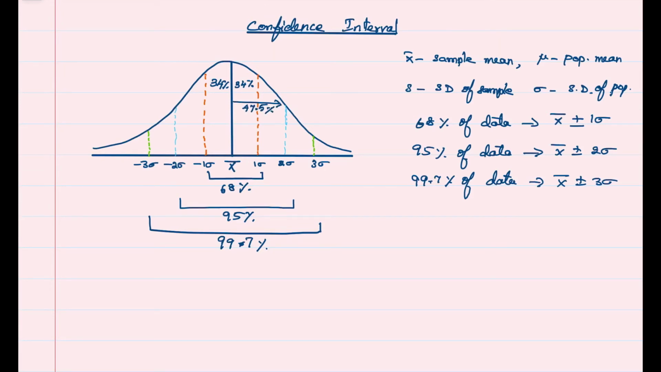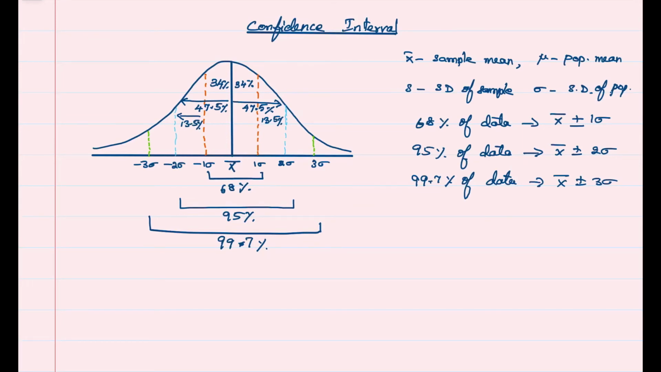47.5% of the data will be above x bar within 2 standard deviations, and 47.5% of the data will be below x bar within 2 standard deviations. So, between 1 sigma and 2 sigma, 13.5% of the data will fall. Similarly, in this range, we will have 13.5% of the data.